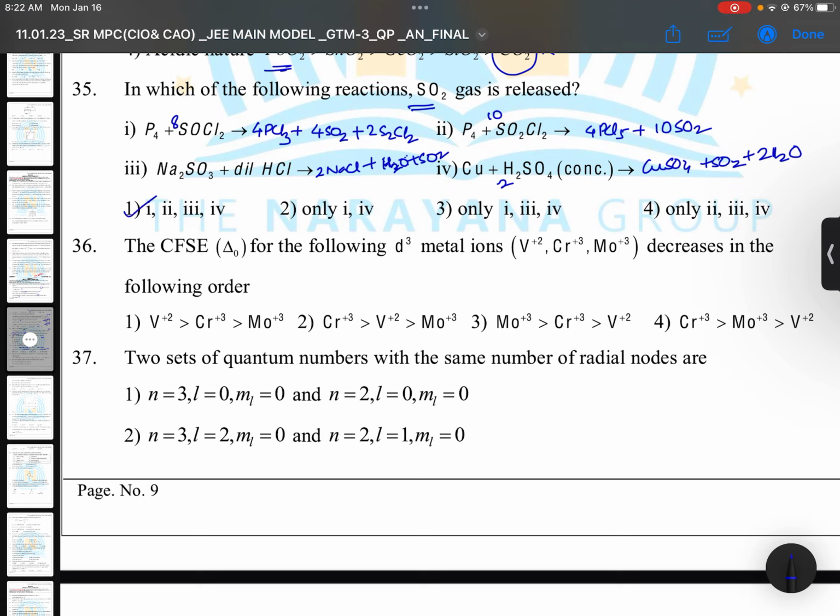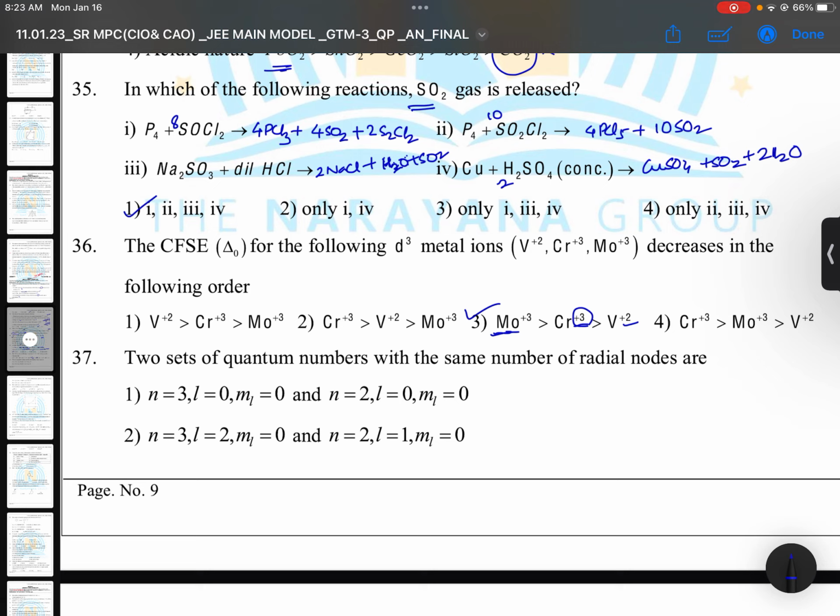The CFSE of d3 metal ions V plus 2, Cr plus 3, Mo plus 3 decreases in the following order. Remember, down the group it increases. CFSE is proportional to oxidation state of the metal cation and principal quantum number of the d orbitals of the metal cation. Principal quantum number is more for molybdenum, so option should be this one. Then Cr plus 3, V plus 2, higher oxidation state. Two points. Directly proportional to oxidation state and down the group increases.